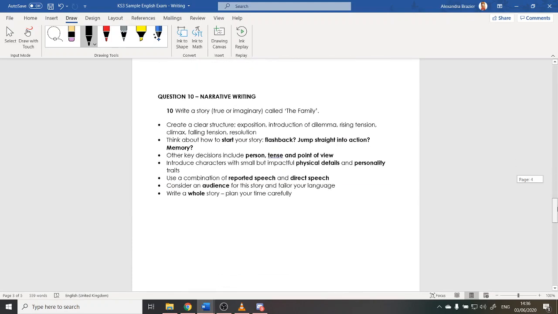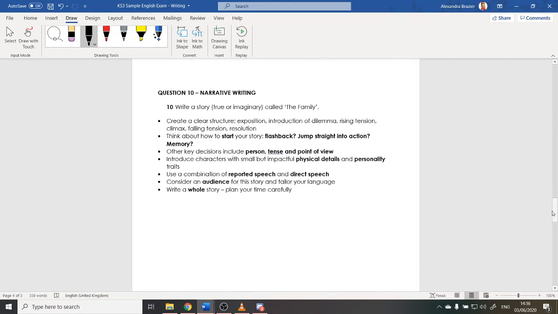Next type of question that you'll get is the narrative writing. So this question on this sample is write a story, true or imaginary, called The Family. You can see that link to the family, linking back to the whole nanny idea because nannies work for families. So you need to create a clear structure: exposition, introduction of dilemma, rising tension, climax, falling tension, resolution.